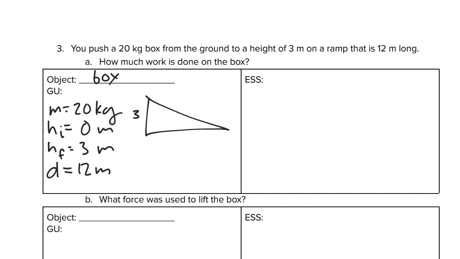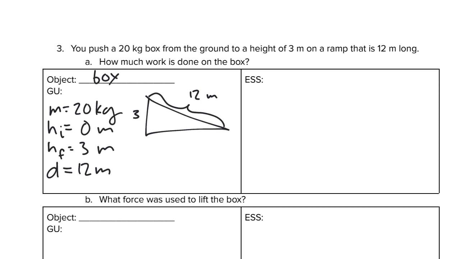But to do that on a ramp, your whole ramp length is actually 12 meters long. Okay, so things there are a little bit strange. But the distance you push the box over is 12 meters and only gets it up to a height of 3 meters because you're on a ramp. And the question is, how much work is done on the box?